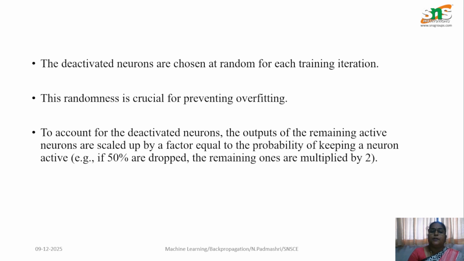For the deactivated neurons, the output of the remaining active neurons is scaled up by a factor equal to the probability of keeping a neuron active. That is, if 50% of the neurons are dropped out, then the remaining ones will be multiplied by 2. This is the basic concept of dropout.